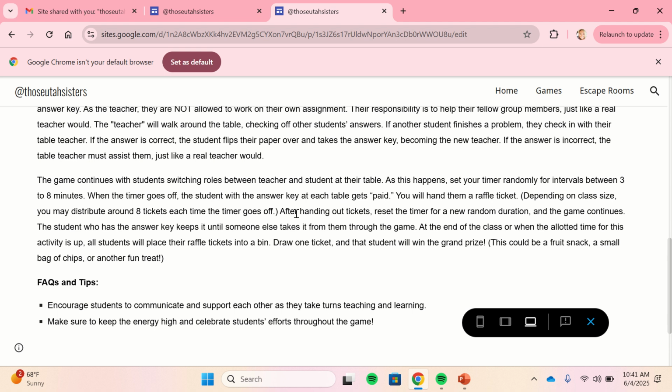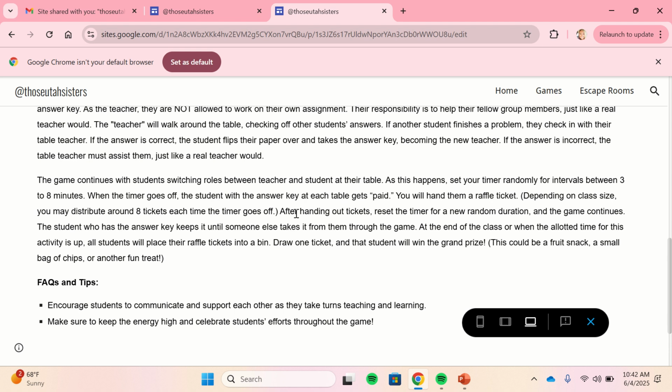As this happens, you as the teacher are going to set a random timer for intervals anywhere between 3 to 8 minutes. When the timer goes off, and don't have it be a visual timer, the timer should be hidden. When the timer goes off, the student with the answer key at each table is going to get paid, meaning you will give them a raffle ticket or your paper money, whatever works for your classroom. And then after handing out the tickets, reset the timer for a new random duration and the game continues. The student who has the answer key keeps it until someone else takes it from them throughout the game.